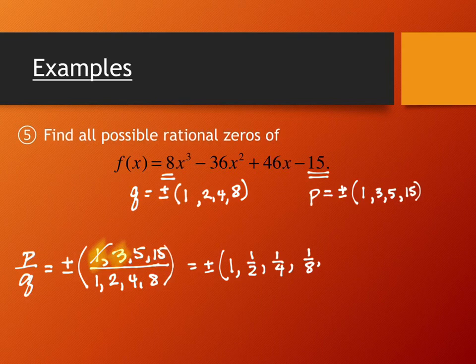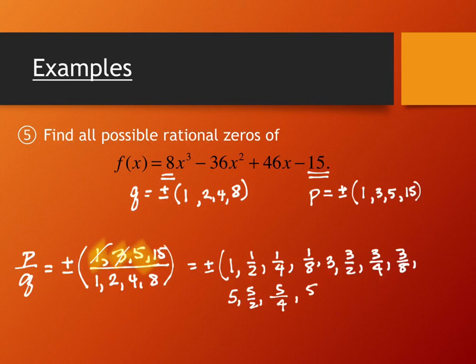3. 3 divided by 1 is 3. 3 divided by 2 is 3/2. 3 divided by 4 is 3/4. 3 divided by 8 is 3/8. And I'm done with my 3's. We'll move on to my 5. 5 divided by 1, I'm going to run out of space, so I'm going to move down, is 5. 5 divided by 2 is 5/2. By 4 is 5/4. And by 8 is 5/8.